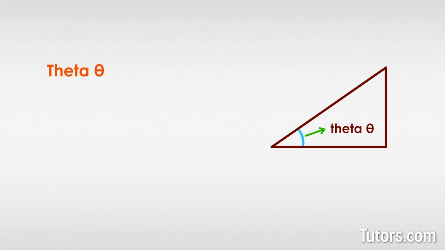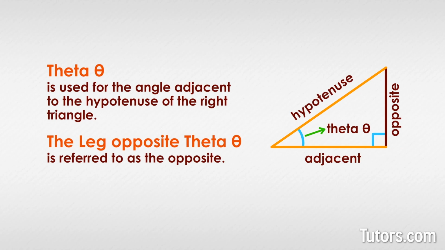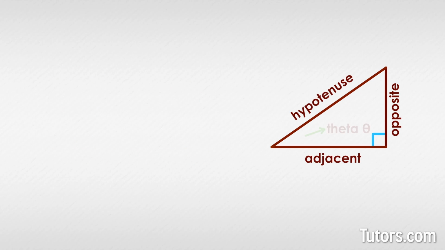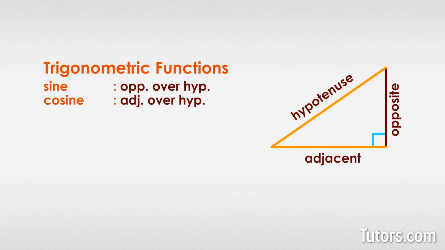The Greek letter theta is used for the angle adjacent to the hypotenuse of the right triangle, and the leg opposite theta is referred to as the opposite. Here are the trigonometric functions that allow you to solve for lengths of sides.